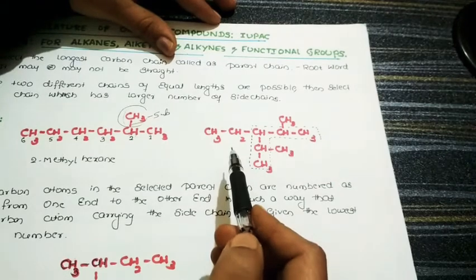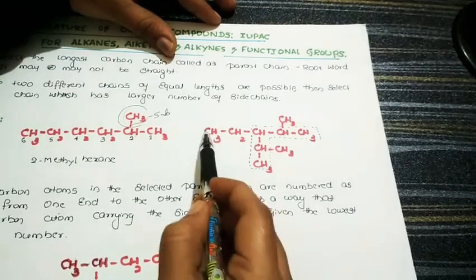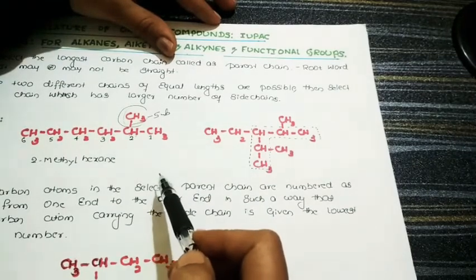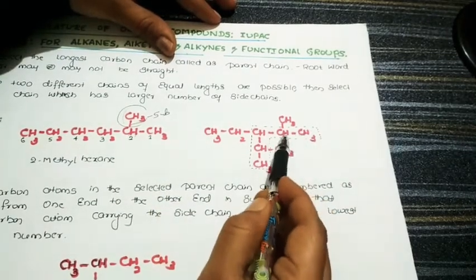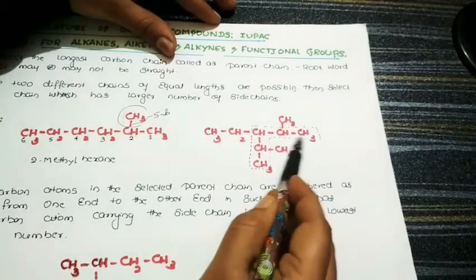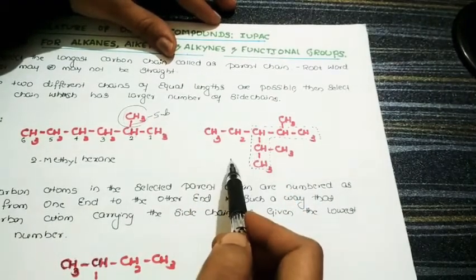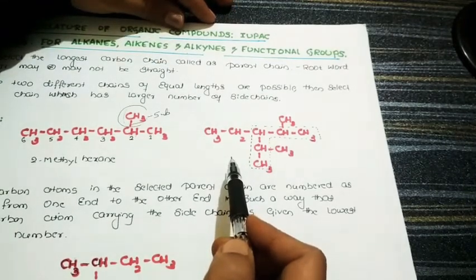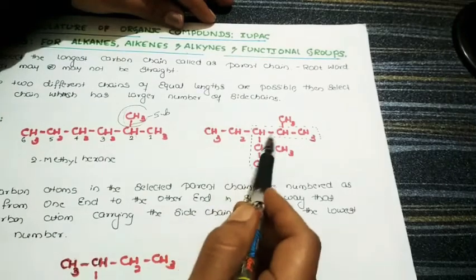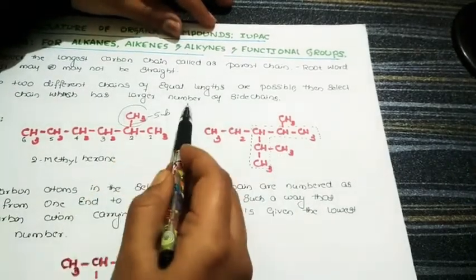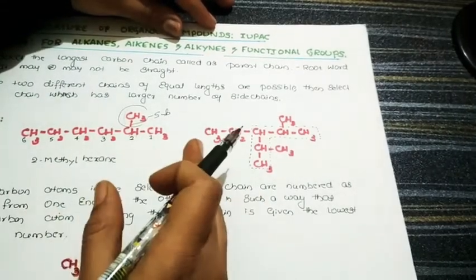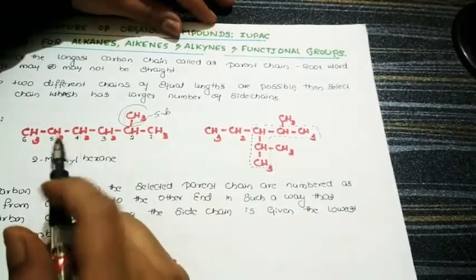Let us try to number in another way. How? 1, 2, 3, 4, 5. This is another way. Okay. Now 1, 2, 3, 4, 5. So however I number, how many carbons am I getting? 5 carbons. So at that time, which parent chain will you select? I need to select the one which has the larger number of side chains. So the one which has more branches will be taken as the parent chain.